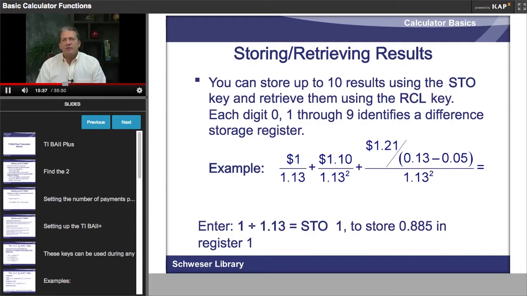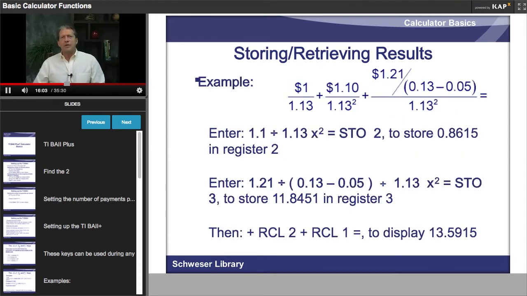For example, this is a problem derived from the dividend discount model, the constant growth model. What we're going to do here is do it in pieces. We're going to take that first piece and go 1 divided by 1.13 equals, and then hit store and then 1. That stores that in register 1. The next piece we want to do here is 1.1 divided by 1.13 squared. So now we're going to use that squared function right in line, hit equal, that'll give you your answer, and then store that in the second register, and we'll store that answer of 0.8615.